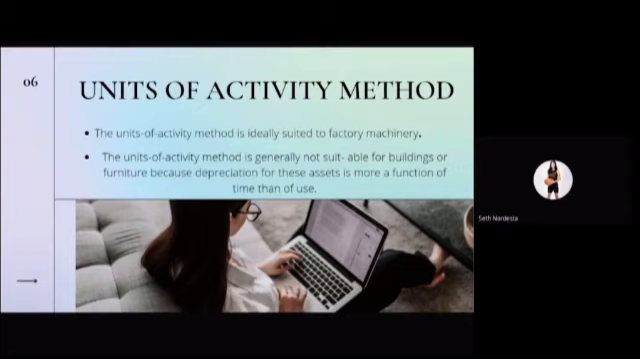To use this method, companies estimate the total units of activity for the entire useful life, and then divide this unit into depreciable cost. The resulting number represents the depreciable cost per unit. The depreciable cost per unit is then applied to the units of activity during the year to determine the annual depreciation expense. Next slide, please.